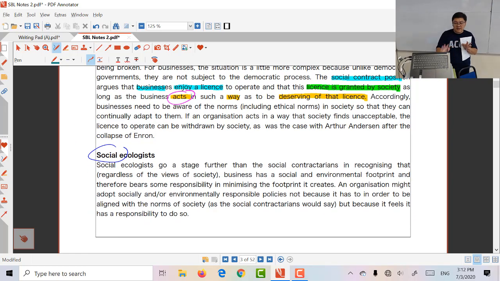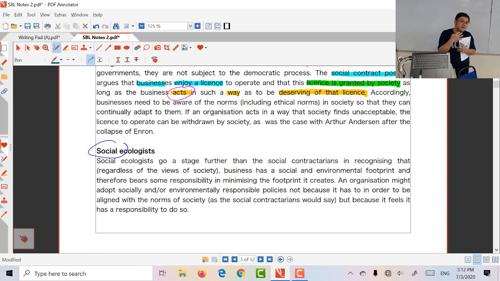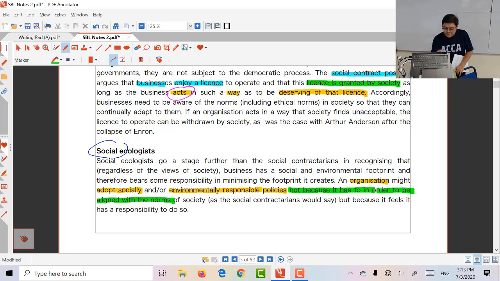Whereas social ecologist, right, it's still motivated towards the people. That's why the word social is there. But ecologist is what? An ecologist is generally a person who deals with the environment a lot. The ecology system, you deal with the environment a lot, okay? Now, this is the slight difference. Now, if you go on to almost the last statement, they say, organization adopts socially or environmentally responsible policy. Now, read carefully, not because it has to, in order to be aligned with the norm, but, there's a but.